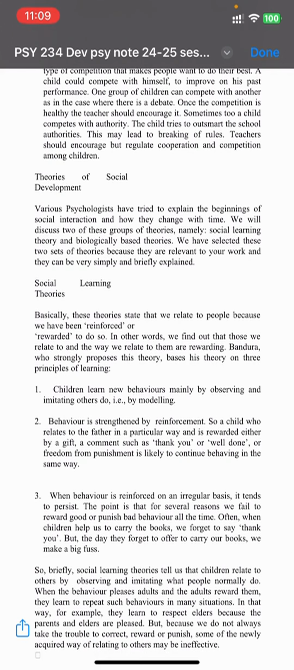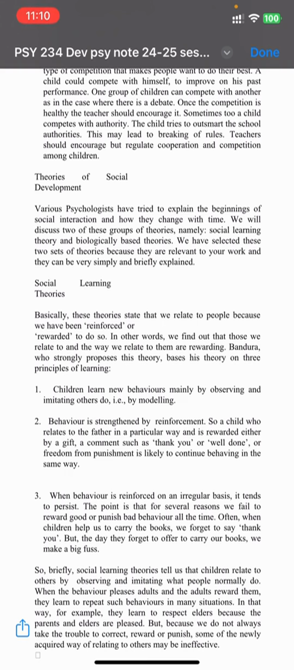Bandura, who strongly proposes this theory, bases his theory on three principles of learning. Firstly, children learn behavior mainly by observing and imitating others. Basically, children learn new behaviors by watching you. What you do, they do, how you react to certain things. If you see a snake and you're afraid of the snake, the child thinks, I'm supposed to be afraid of the snake. That's how they learn something.